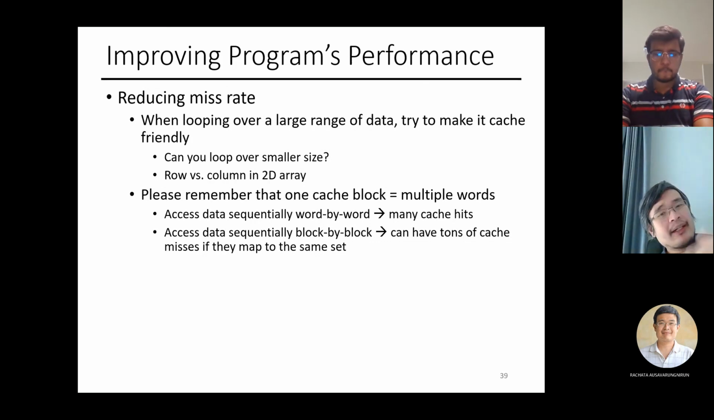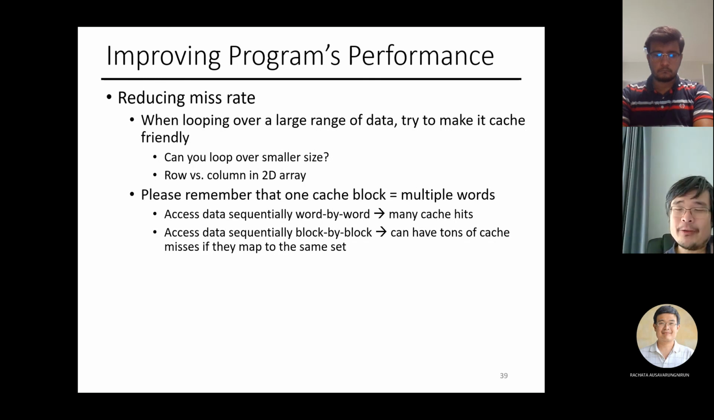And remember that one cache block is multiple words. So when you access data byte by byte, it's going to hit in the same cache block. So that's good. But if you go word by word, check the address. Try to make sure they don't go to the same set. Because if they go to the same set, what you are going to have is set thrashing.